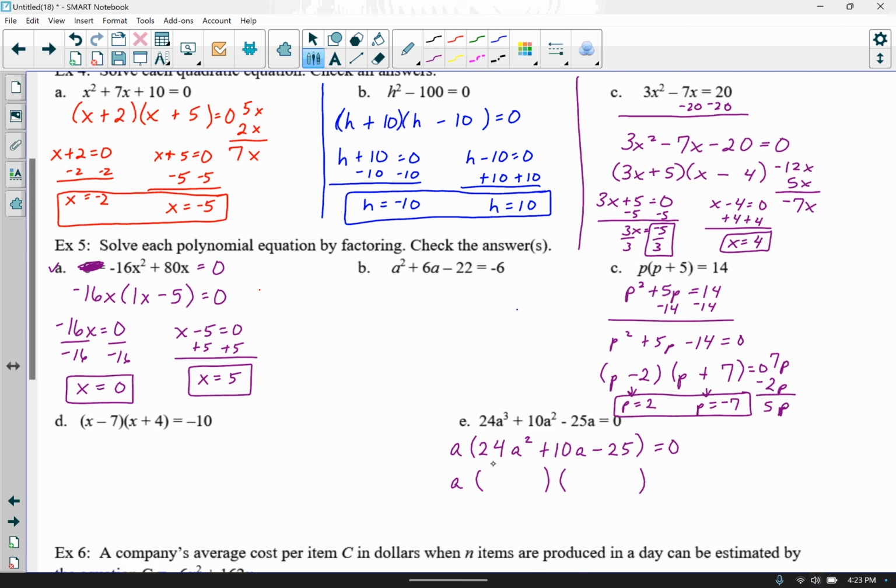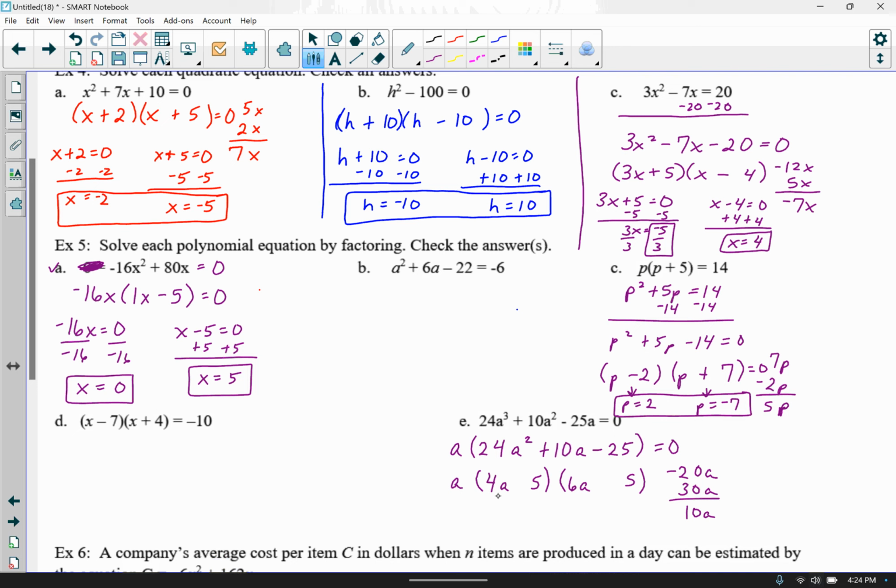Most common way to multiply to give you 24, I'd probably say 4 times 6. Let's try that. 4a times 6a. Most common way to multiply to give you 25, 5 times 5. Let's do outside and inside. So 4 times 5, that's giving me 20a. Inside, 5 times 6, that's giving me 30a. My goal is a 10a. I can get that. I'd need to make my 20 negative. 30 minus 20 would give me a positive 10.